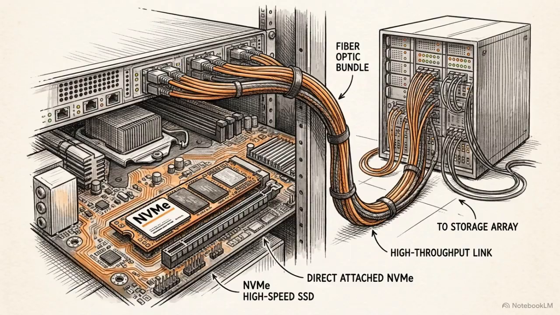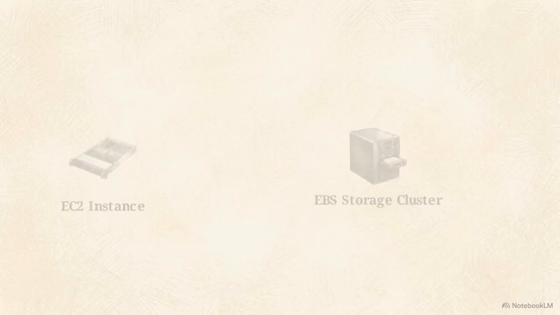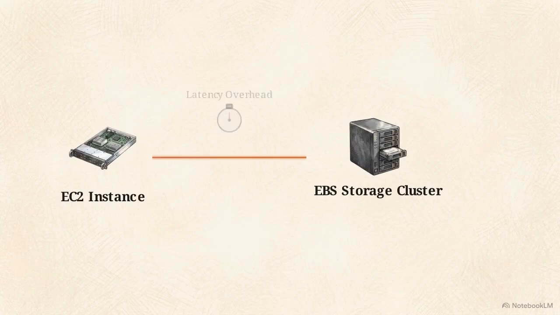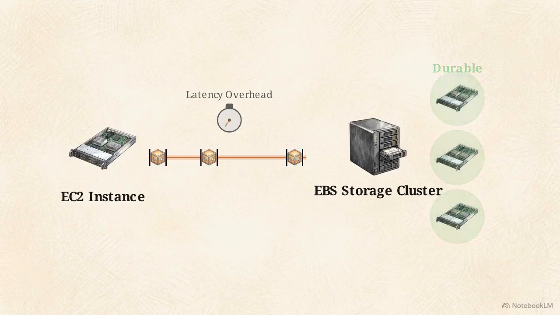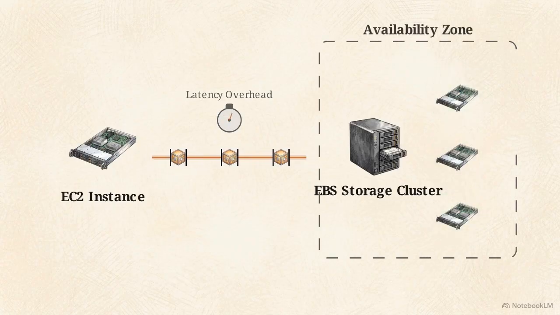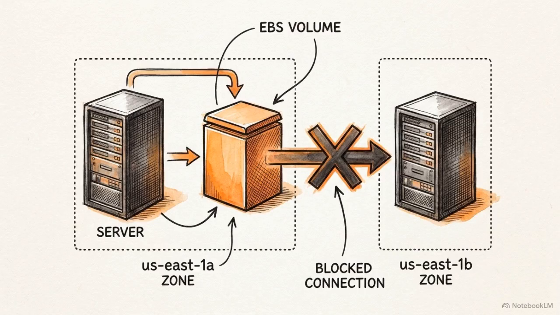Data persistence forces a choice between the raw speed of physical proximity and the safety of network durability. Amazon Elastic Block Store operates over a network-attached storage protocol. Because it utilizes a storage network, it inherently introduces slight latency overhead. To ensure durability, AWS automatically replicates your EBS data across multiple hardware nodes within a single availability zone. This physical replication locks an EBS volume to the specific availability zone where it was created.